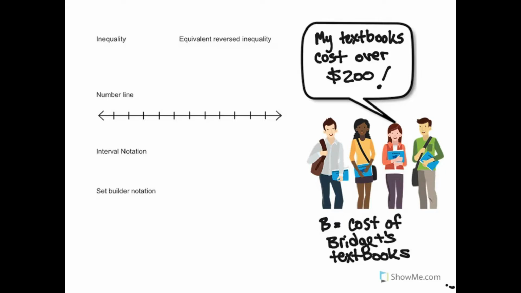Bridget says, my textbooks cost over $200. We're going to let B stand for the cost of Bridget's textbooks and write an inequality that says the cost of Bridget's textbooks, B, is greater than 200. To reverse the inequality, we reverse the 200 and the B. The pointy end of the inequality stays towards 200. That's the smaller number.